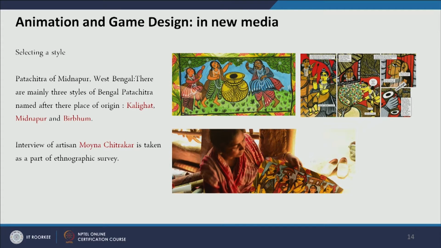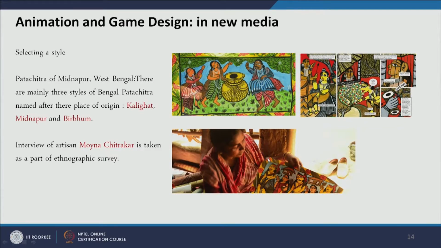So in this animation, some of the elements from these Patachitras of Bengal have been adopted into stop motion animation. And for this, an ethnographic survey, or an interview, was done with an original Patachitrakar, whose name is Maina Chitrakar. She has also designed some graphic narratives with Tara Books. So this is a photograph of the ethnographic survey to understand the color palette, texture, and the design principles and elements of the traditional art form.